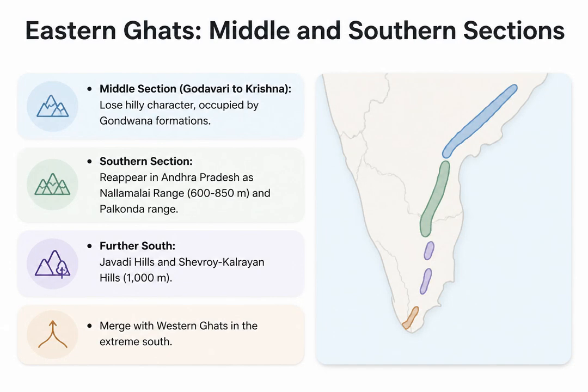As we move south between the Godavari and Krishna rivers, the Eastern Ghats temporarily lose their hilly character, flattening out into Gondwana rock formations. They reappear prominently in Andhra Pradesh as the Nalamalai Range, known for its dense forests, and the Palkonda Range. Continuing further south into Tamil Nadu, the hills reach lower altitudes, with the Javadi Hills and the Chevroy-Kalrayan Hills standing out at around 1,000 meters.